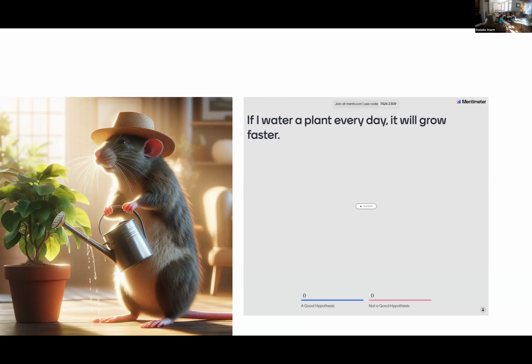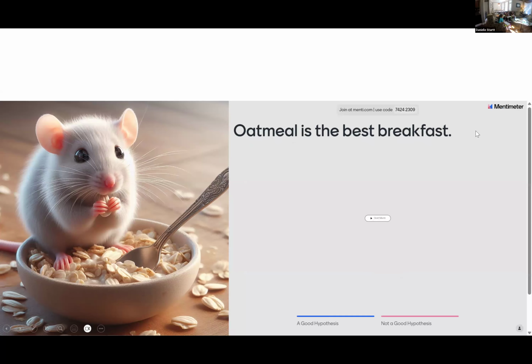How about this one? Oatmeal is the best breakfast. Is this a good hypothesis or not a good hypothesis? Not a good hypothesis. Why isn't it a good hypothesis? Because everyone has different opinions. Ah, so it's about opinion, not data? Okay, and how would you test it? You would get a bunch of people and let them taste the oatmeal.